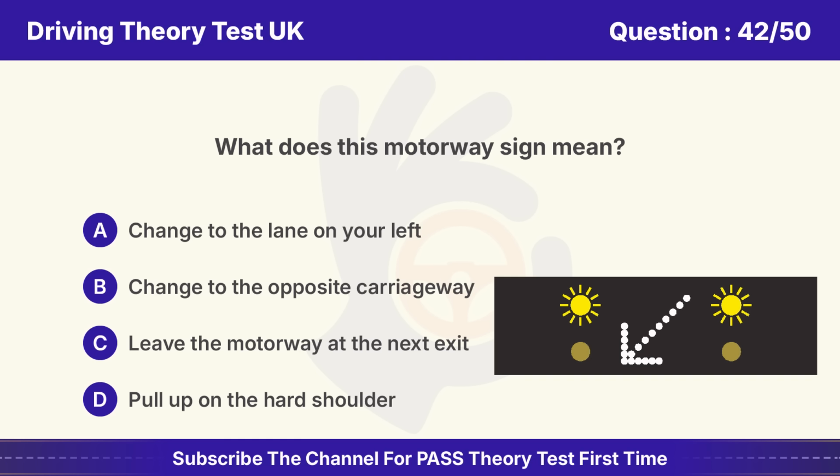Question 42. What does this motorway sign mean? Option A. Change to the lane on your left. B. Change to the opposite carriageway. C. Leave the motorway at the next exit. D. Pull up on the hard shoulder.